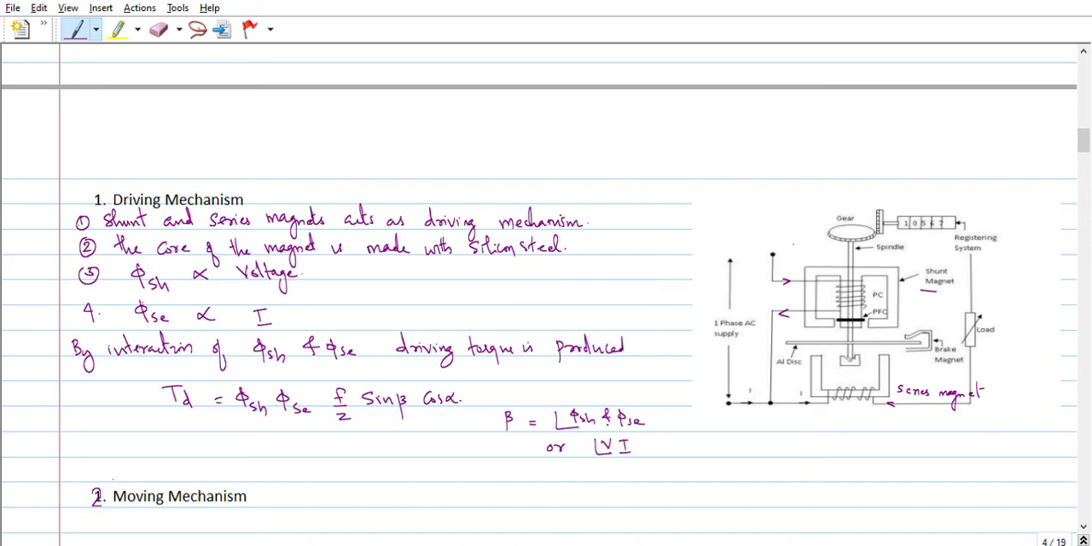So points to remember: driving mechanism. Who is responsible for the driving mechanism? The shunt magnet and the series magnet act as a driving mechanism. The core of the magnet is made with silicon steel. That is an important point.